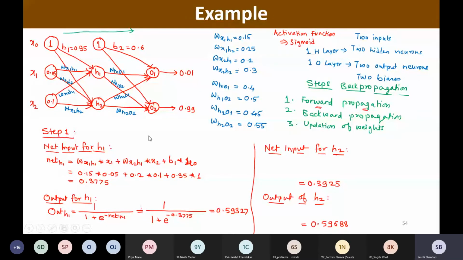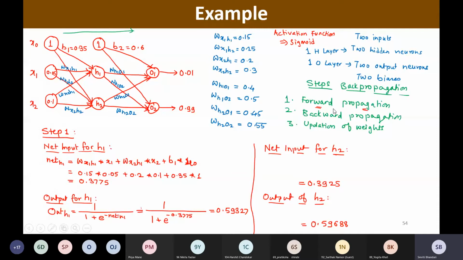So we need to follow three important steps in back propagation. First is the forward propagation. What we mean by forward propagation is, from input to output, the input signal goes, right?